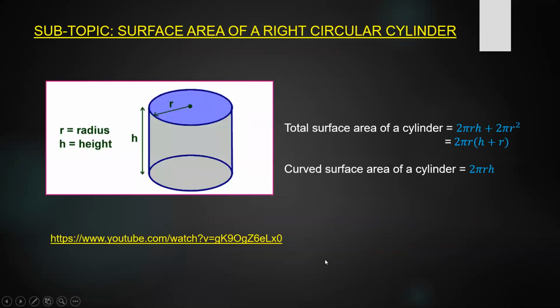All right. Now, what are the formulas for a cylinder? Here we are given a cylinder with radius equal to r and height equal to h. The curved surface area of a cylinder is equal to 2 pi r h, and the total surface area will be the curved surface area plus the area of the top circle and the bottom circle, which is going to make it 2 pi r square. And the total area is going to be 2 pi r into h plus r.